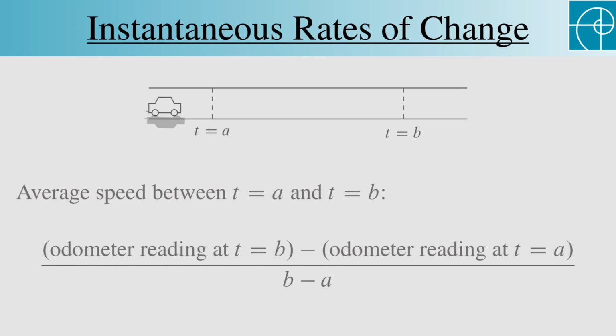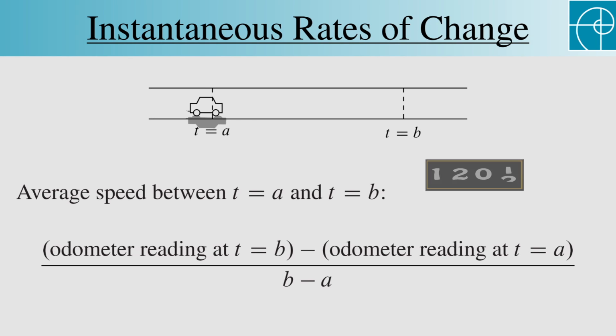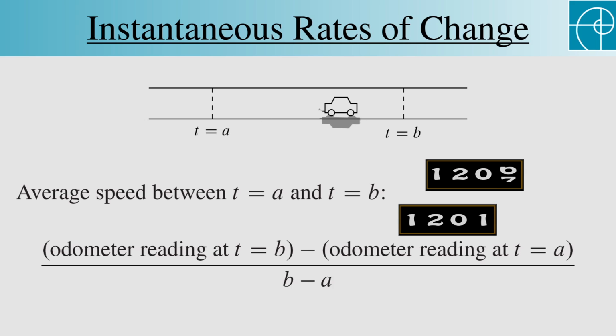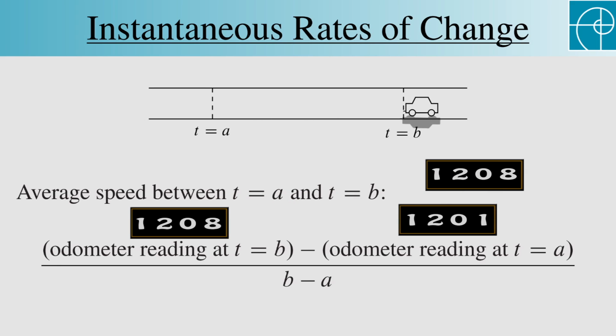To compute an average rate of change, we just need familiar algebra and arithmetic. For example, suppose that you're driving a car on a straight road and you want to determine your average speed between two times A and B. Your average speed is the ratio of the change in distance over the change in time.